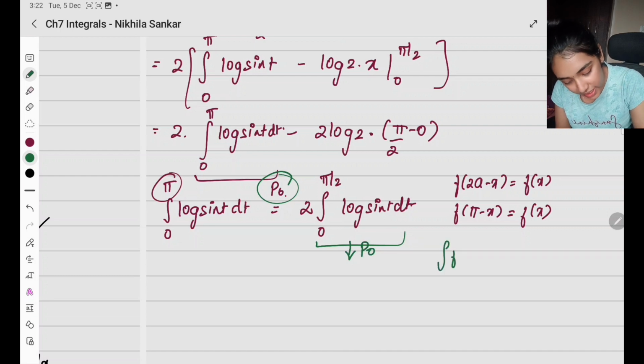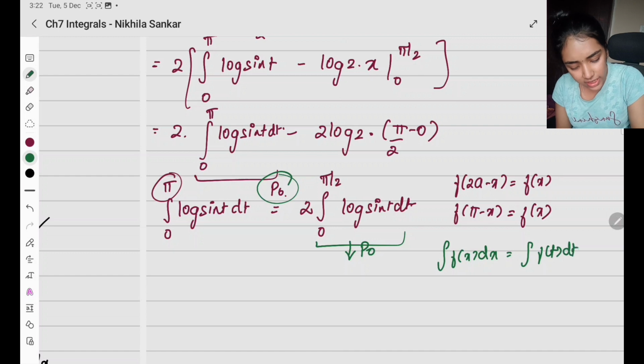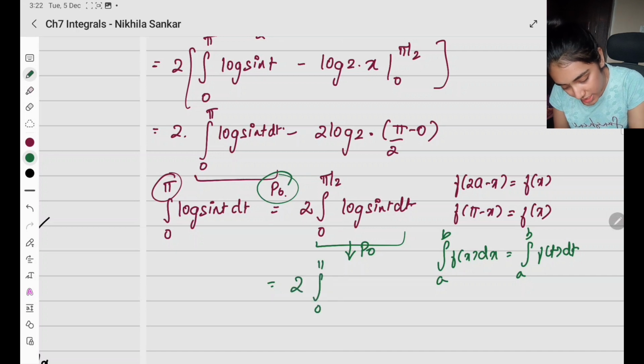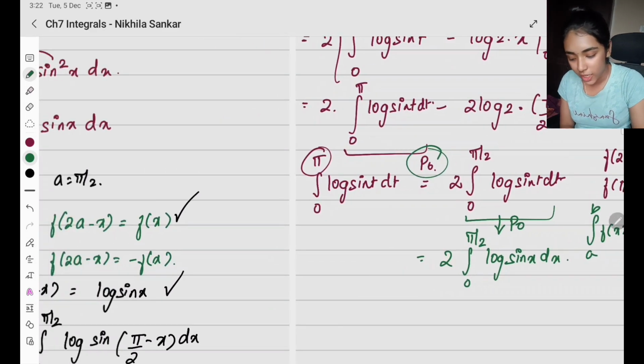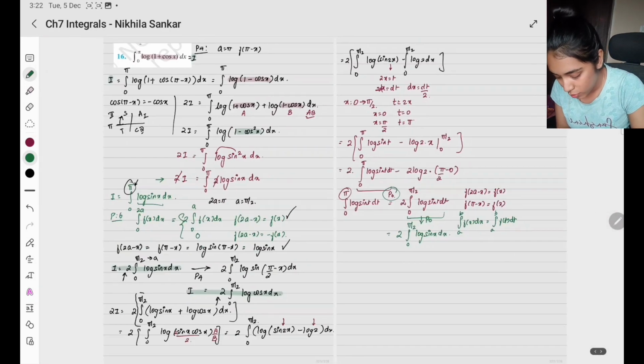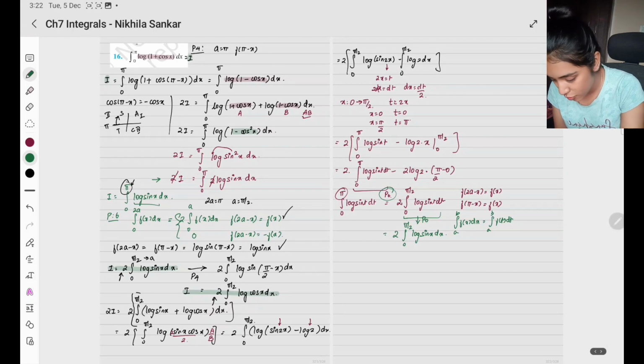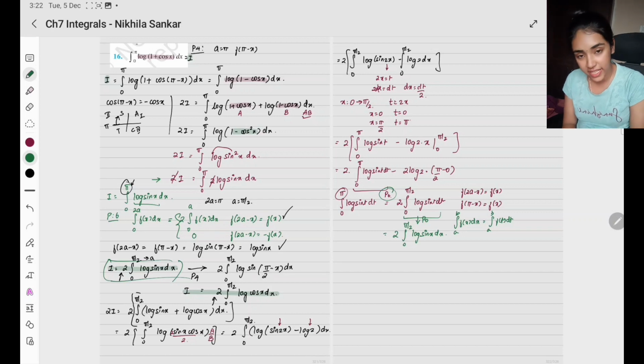What do I have? Integral f of x dx is the same as f of t dt from limits a to b. Correct? So instead of t, I am going to write it as x. So this is going to be 2 times integral 0 to pi by 2 of log sin x dx. And what is this? 2 times pi by 2 times log sin x is going to be what you see here. Do you see this particular term? It is again going to be I.